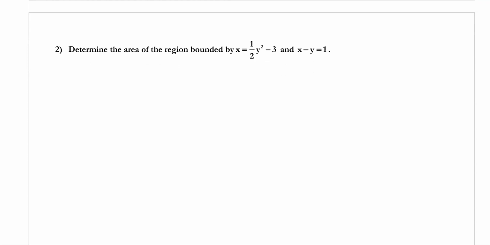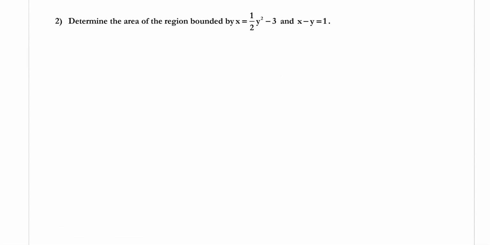Okay, next up, we have number 2, in which we do not have a sketch drawn for us. We're going to want to go ahead and draw a sketch for ourselves, probably to figure out which one is the right and the left functions if we're not sure. So, what is this going to look like?